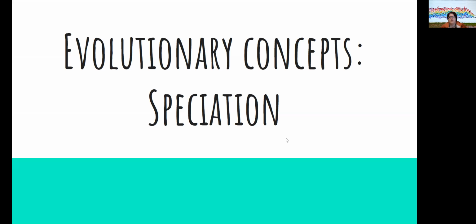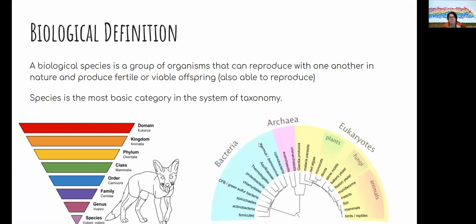Hello, ABS students. This lecture is going to be focused on speciation. So up until now, we've been talking about how change can occur within a species over time, and now we're going to discuss how you can actually get new species through evolutionary mechanisms.